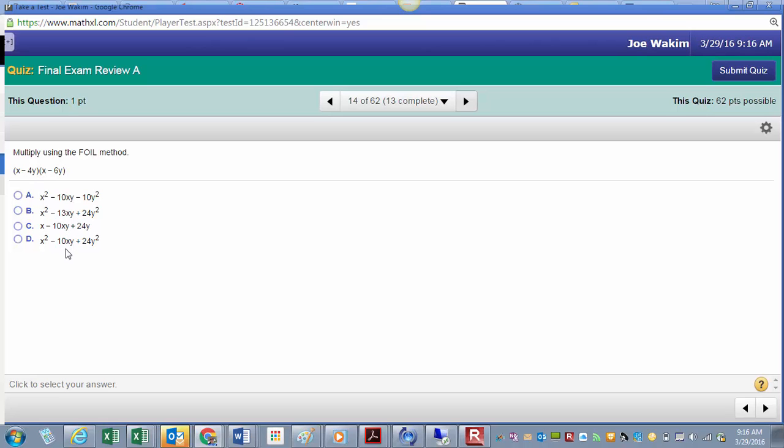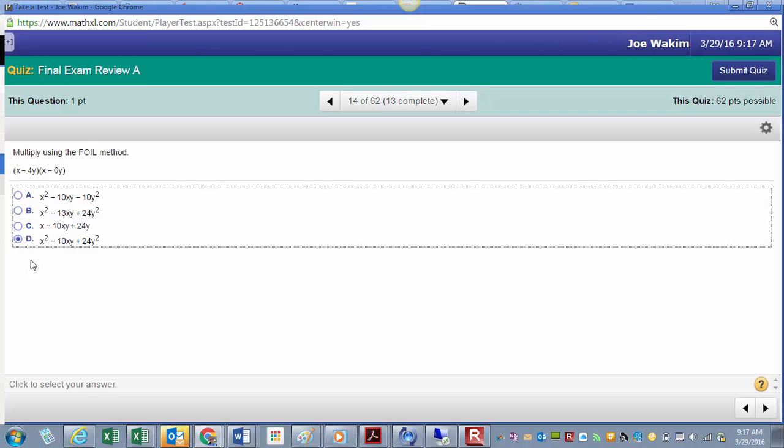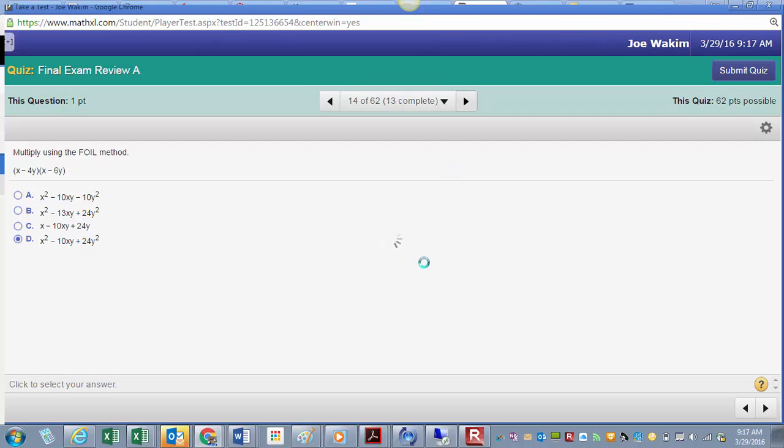Good. The last one is negative 4y times negative 6y. That's going to be plus 24y squared. Plus 24y squared is this one. So this one would be x squared, plus 24y squared. And then the middle is minus 6 minus 4, minus 10. So that's D.